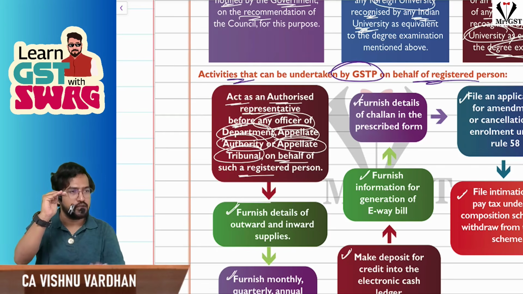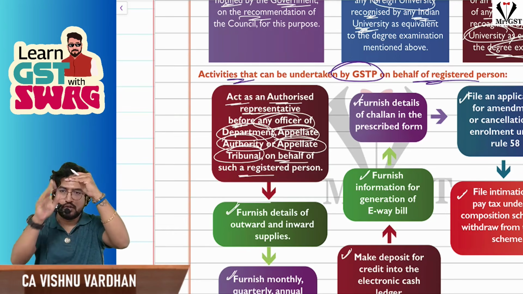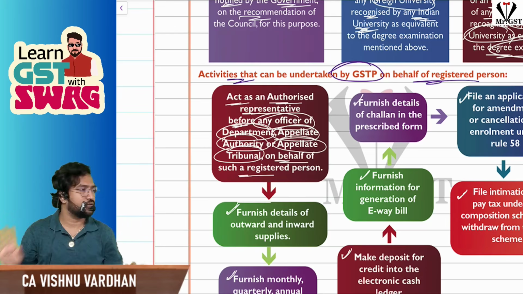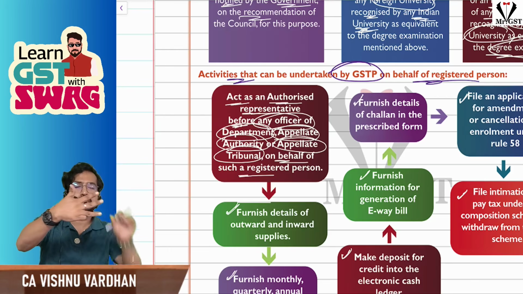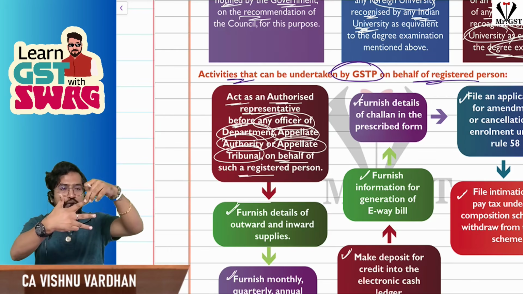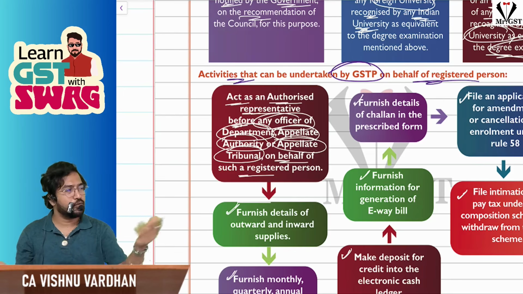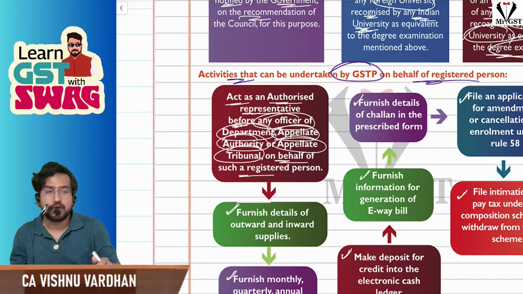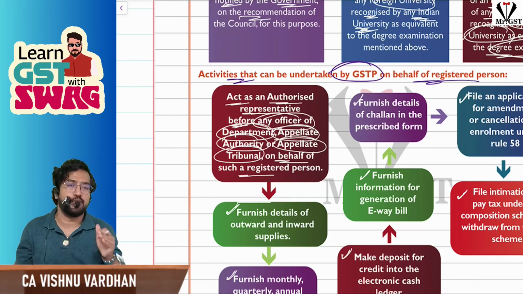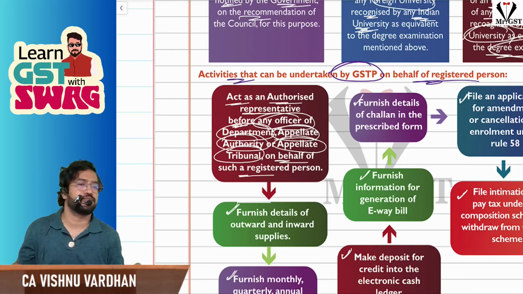In that appeal, you have lost. Now you can go to the next level, tribunal. There also you lost. High court, Supreme Court: department, tribunal, high court, Supreme Court. You can go with the department, you can go till tribunal also. High court, Supreme Court, of course you are not an advocate, you cannot go. Even a qualified chartered accountant can represent his client till tribunal level, not beyond that. Being a GST practitioner, you are also allowed till the same level.